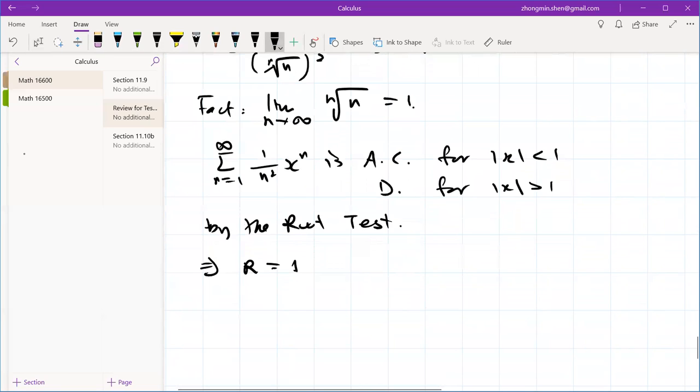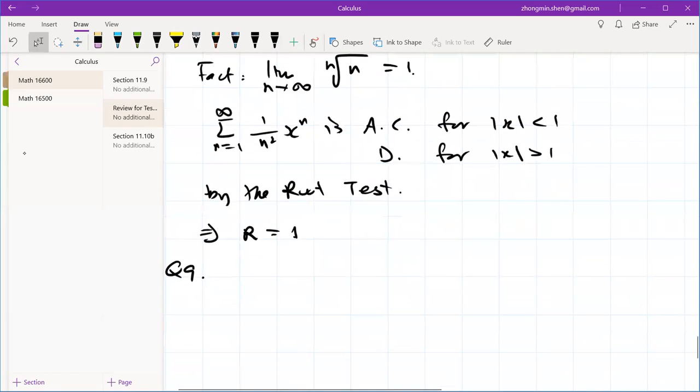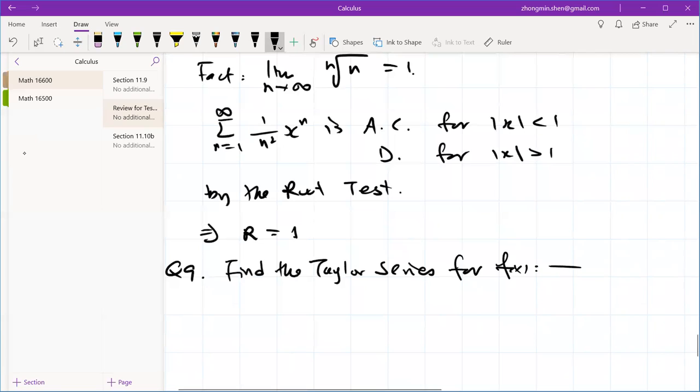Can you evaluate? Can you express this series as an elementary function? Maybe, but we're not going to do it here. The next problem we're going to do is to find the Taylor series for the function f of x equals natural log of 4 minus 3x at a equals 1.